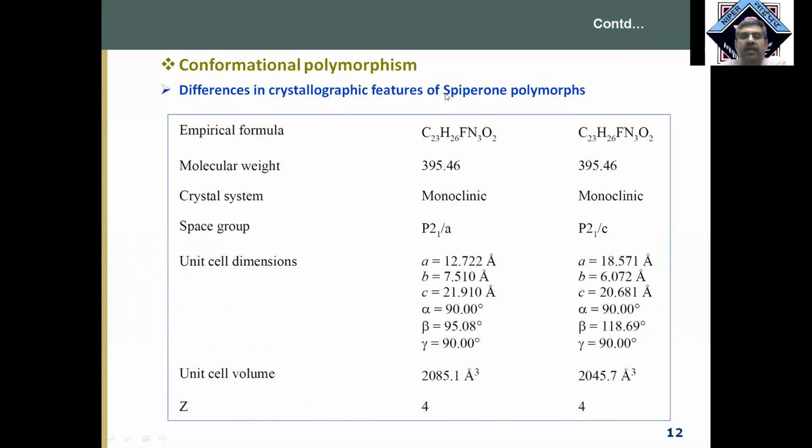These are the crystallographic features of sp-peron polymorphs. Crystal system in both cases is monoclinic. This is the space group. These are the unit cell dimensions A, B, C, and alpha, beta, gamma. And the unit cell volume is 2085 in this case, and 2045 cubic angstrom in the case of form 2.